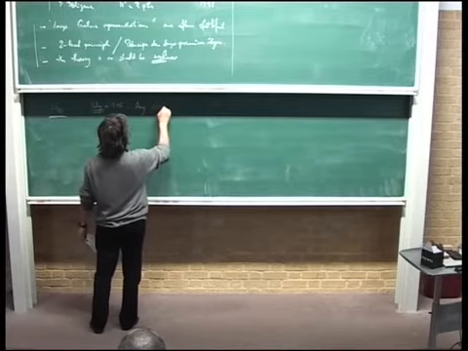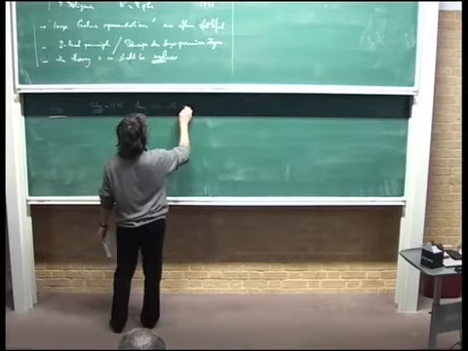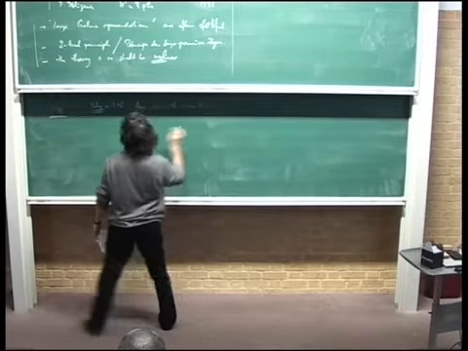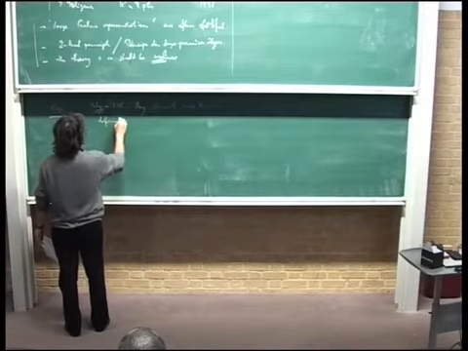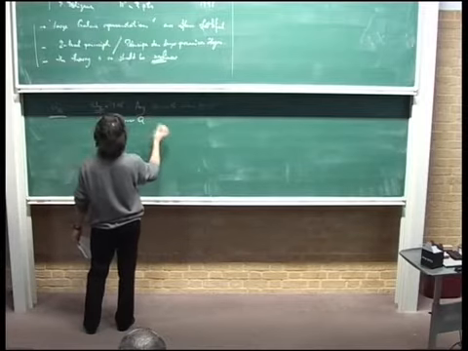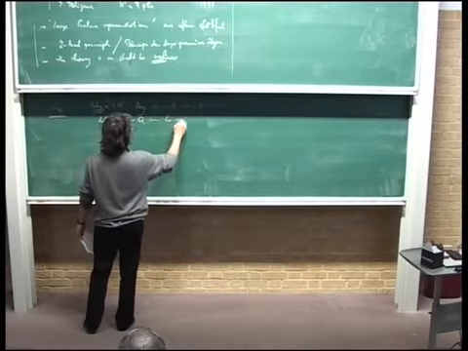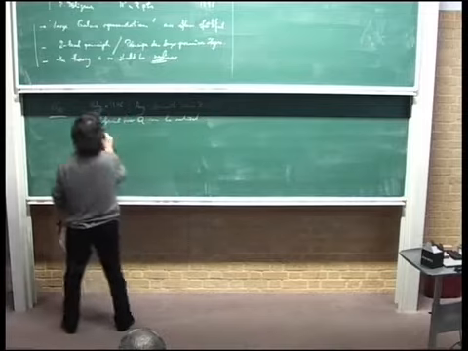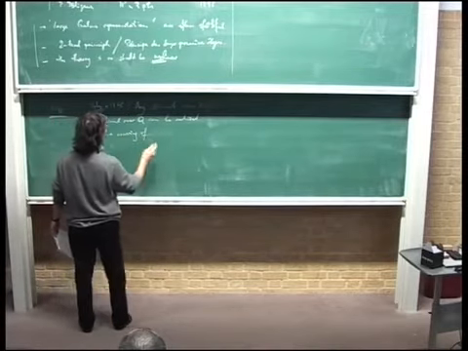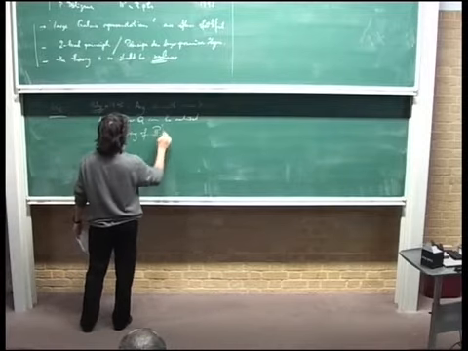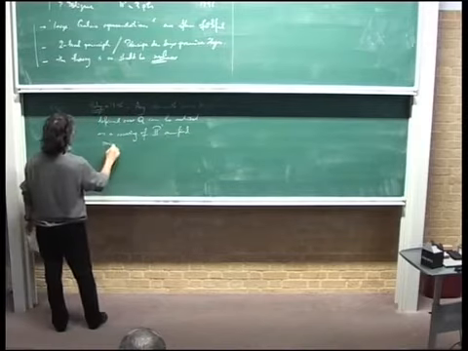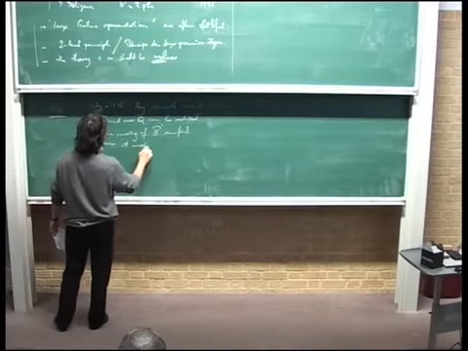Any smooth curve X defined over Q bar can be realized as a covering of P1 ramified over at most 3 points.